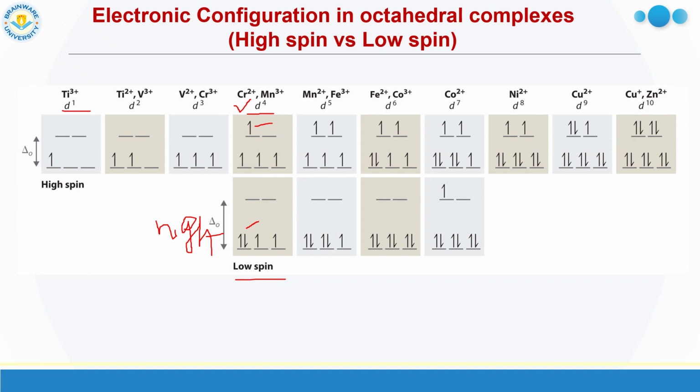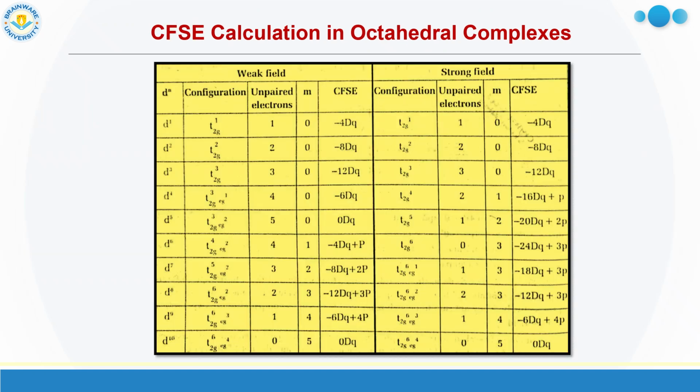Now again d7, similarly for the low spin complex there is one unpaired electron in the higher energy level, whereas for the high spin complex there are three unpaired electrons, two in eg level, one in t2g level. Similarly d8, d9, d10. For d10 you can see all are filled up. So in this way one by one you can fill them with electrons depending on the number of electrons.